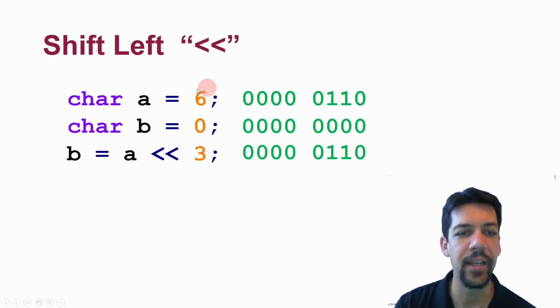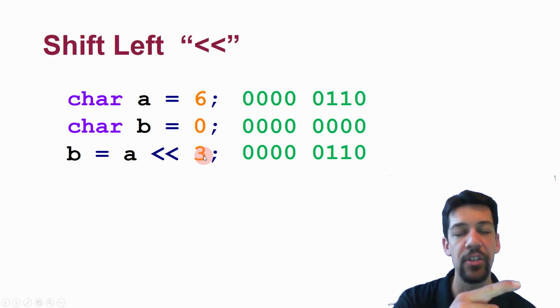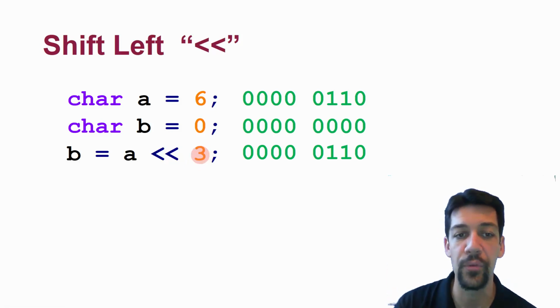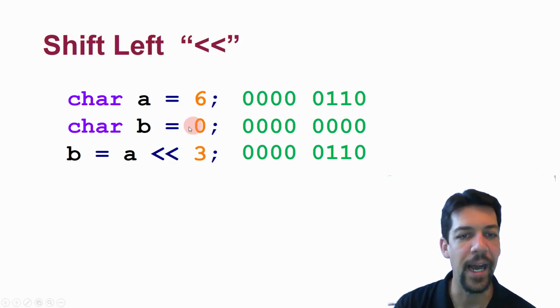The way these work is if I have a value A, and I want to shift it left by 3. So 3 is the number of positions we're going to shift the value 6 by. The pattern here for 6 is 1, 1, 0. That's the value 6 in binary.